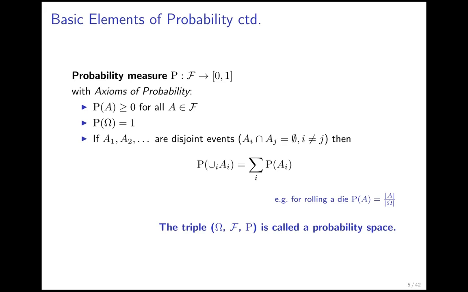Let's repeat them. The first element here, that's capital omega, and that's the set of all outcomes, as opposed to calligraphic F, which is the set of all events. And the third element and most important element is the probability measure, which maps events to a number between 0 and 1, which we then identify as a probability. That's the basic element we're going to work with. That's a probability space.